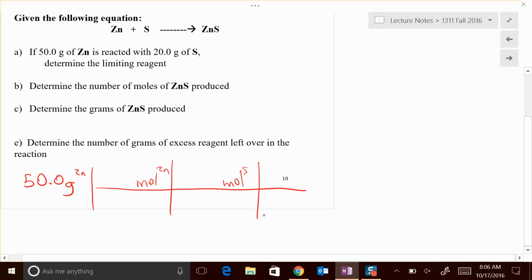But I cannot compare grams and moles to one another. So to be able to figure out which one is the limiting reactant, I need to convert it in the end back to grams of sulfur. Okay, so I like to write my process along the top. And then all I have to do is drop my units, grams of zinc. I just drop everything. Moles of zinc, moles of sulfur. And now I have it filled out.